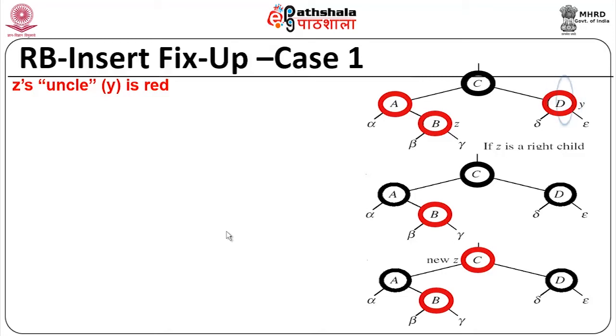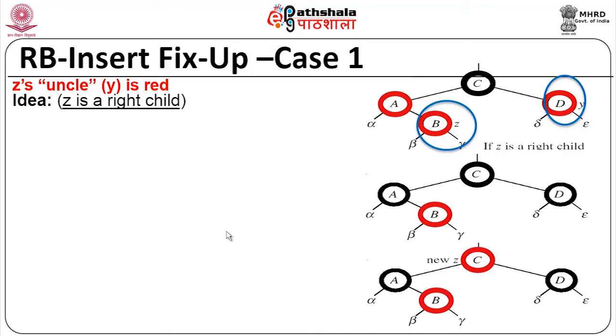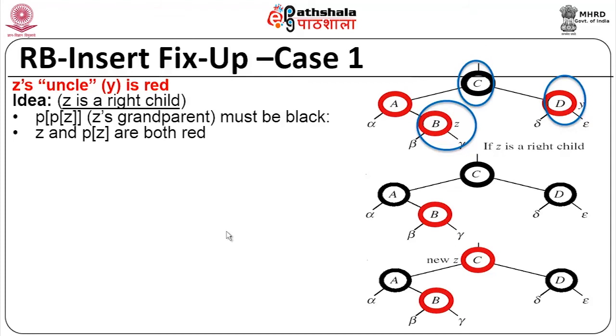Let us assume that Z's uncle, you can see the Z node as B, is Y. Z is a right child. Y is the uncle of Z, the sibling of Z's parent. The parent of Z, that is Z's grandparent, must be black. Here C is black, and Z and the parent of Z, A and B, must both be red. This is where you have case 1.